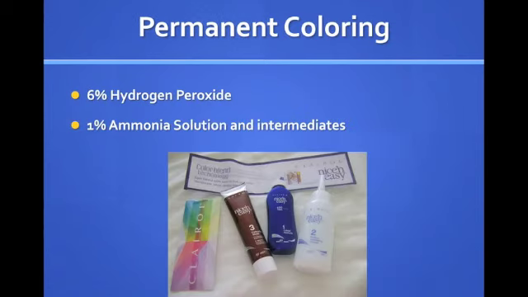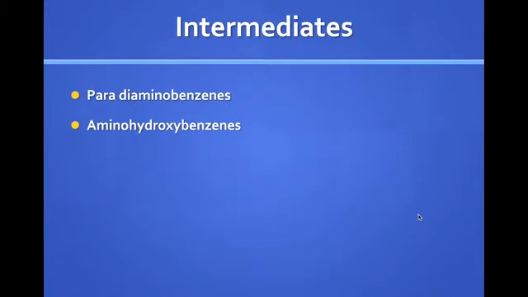Permanent coloring is a little more complex, and so basically in the package there's going to be the 6% hydrogen peroxide solution and then a 1% ammonia solution with intermediates, which are called couplers. And then this is the bottle you would mix it in to actually put it on your hair. Some of these intermediates are paradiamine benzenes and aminohydroxybenzenes. And basically what they do is they develop the color when they're oxidized that changes the color of your hair. And so the different oxidations will provide different hair colors depending on what you want.